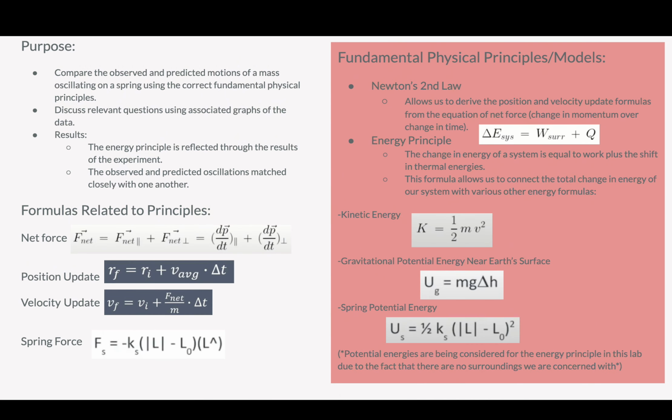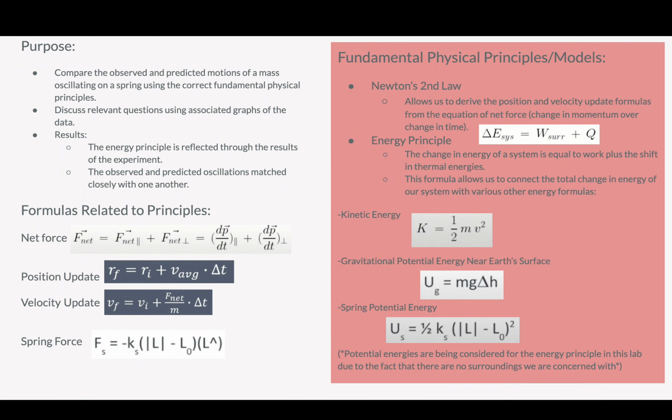The purpose of this lab is to compare the observed and predicted motions of a mass oscillating on a spring using the correct fundamental physical principles. Another purpose is to discuss relevant questions using associated graphs of the data, and the results are as follows. The energy principle is reflected through the results of the experiment, and the observed and predicted oscillations match closely with one another.